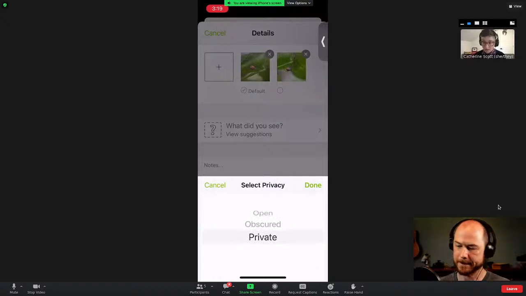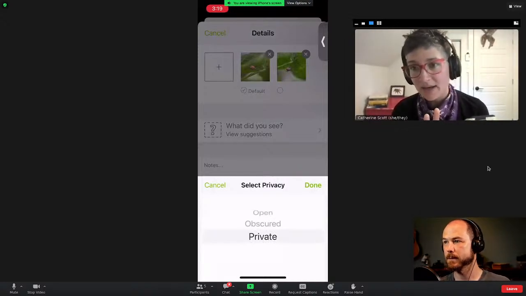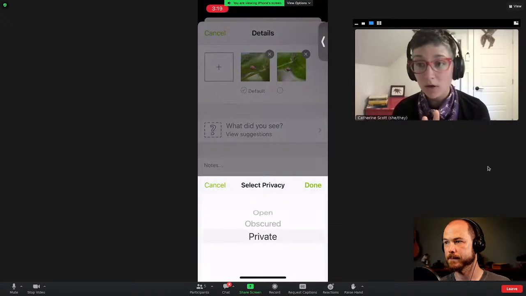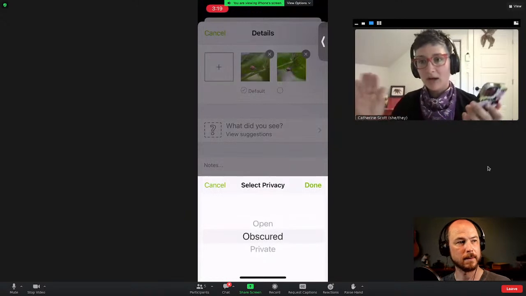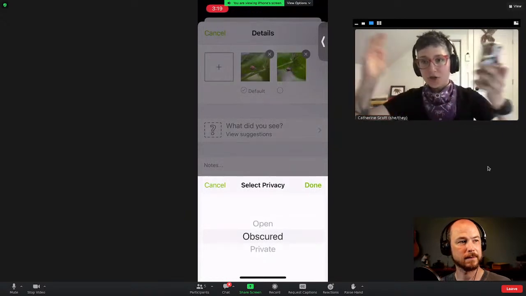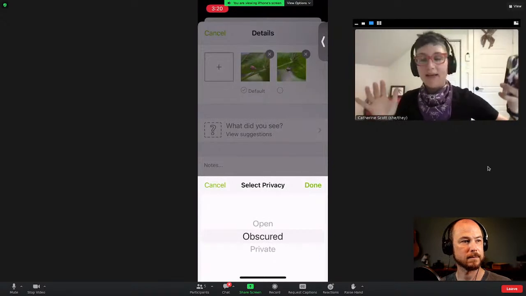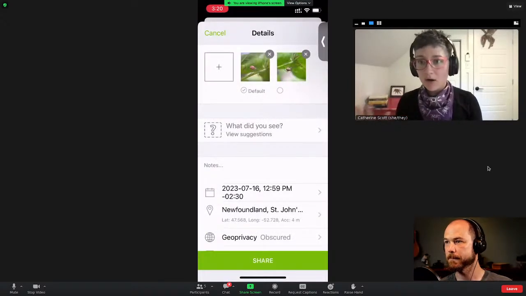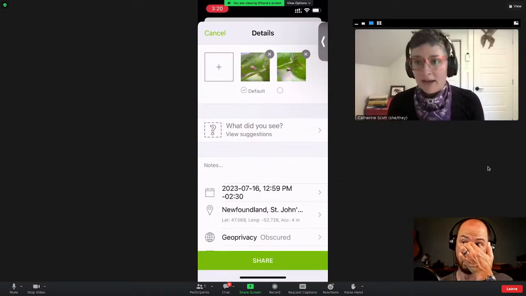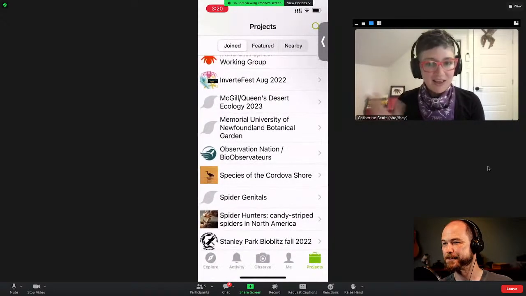That will mean no one can see where it was taken except you, and that's not useful for science, because the observation could have been anywhere in the world. So what I would recommend is choosing obscure. What that will do is make a larger area and jitter it a little bit from where you actually were, so that someone who goes on and looks at that observation will have a general idea of where it was, but not the precise location. Right, so you won't be able to zoom in right on my backyard. And then I hit share and we're done.